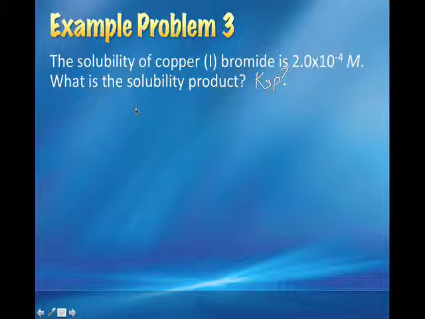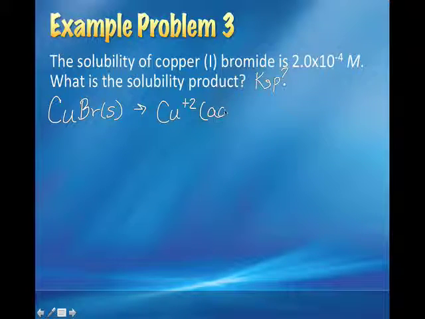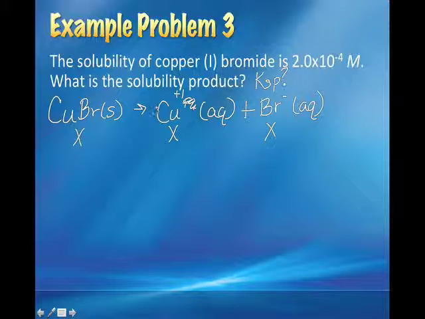If I wasn't in concentration already, which I am, I would convert, but this is nice because it's already there. So I'm going to start by writing out what this thing splits into. It splits into copper ions, except that's copper 1, and bromide ions. So there's my reaction. If this is X, then this is X, because there are no coefficients. And there's my X that they gave me in the problem.